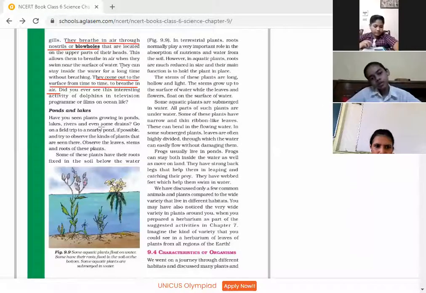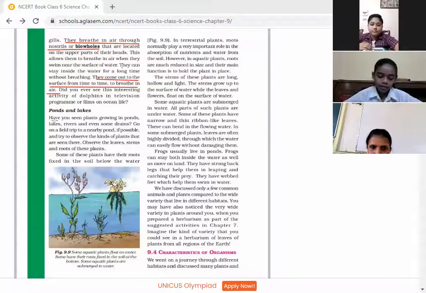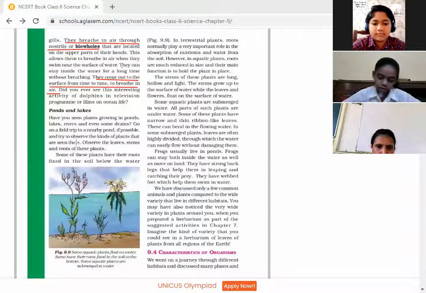Okay. Next is Kashvi, ponds and lakes. Let's study about. Yes, ma'am. Ma'am, shall I read? Yes, start. Ponds and lakes. Have you seen plants growing in ponds, lakes, rivers, and even some drains? Go on a field trip to a nearby pond if possible and try to observe the kinds of plants that are seen there. Observe the leaves, stems, and roots of these plants. Some of these plants have their roots fixed in soil below the water.